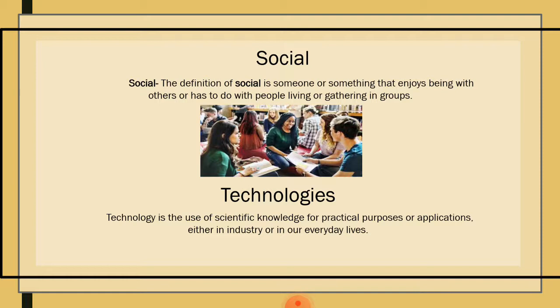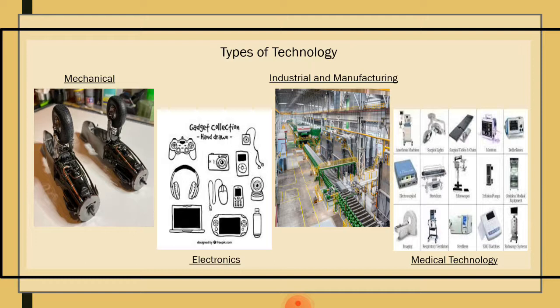It includes machines or electronics, but that's just most modern technology. An example of technology is a gadget, and a hammer is also an example of technology, but it's just an early human technology. Types of technology. These are the types of technology: mechanical, electronics, industrial and manufacturing, and medical technology.